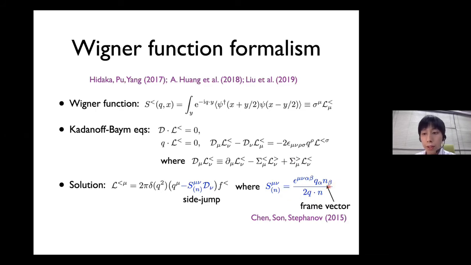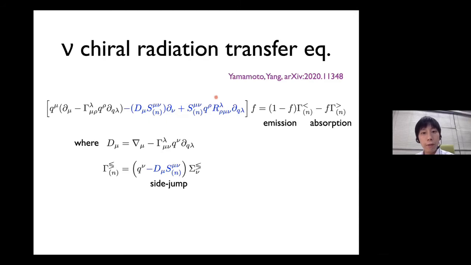And here we introduce a new vector denoted by n beta, which is called the frame vector. The reason why we introduce this frame vector is that we have an ambiguity to choose this spin tensor S mu nu. Thanks to this frame vector n, we can write down the chiral kinetic theory in a Lorentz covariant manner. And by further including the effects of curved space-time, we can also obtain the general relativistic form of the chiral radiation transfer equation for neutrinos. But again, I will skip the details of this derivation. You can find the derivation in our recent paper here.